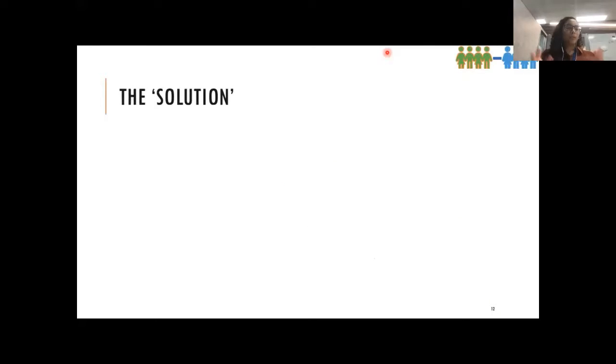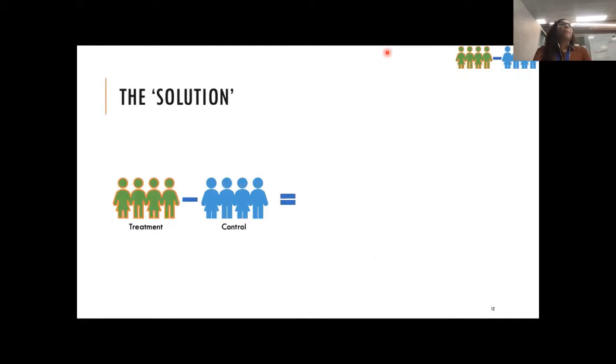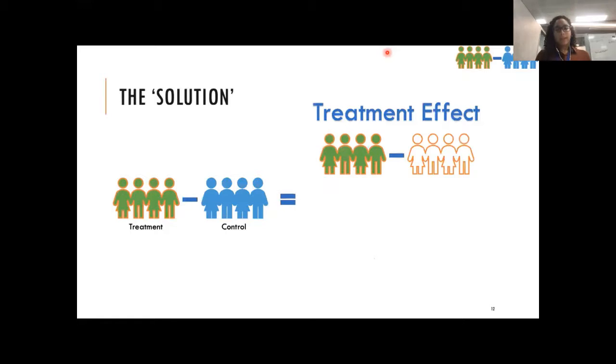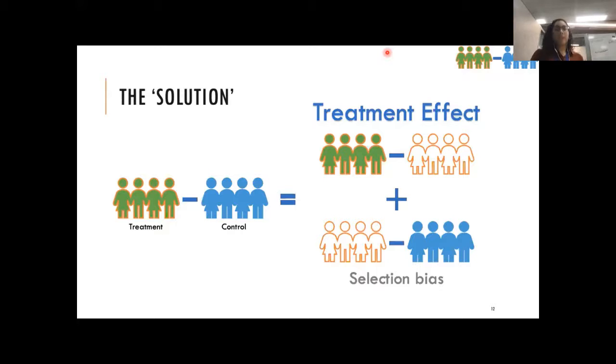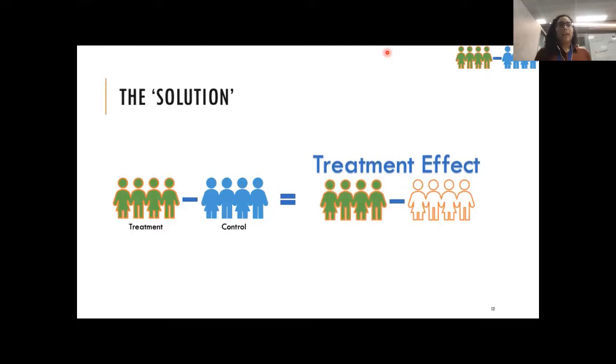So the solution that people came up with was, if we compare the treatment and the control group, we know that there are two components there. The first one is the treatment effect, which is what we want to see. That is the comparison between what happened and what would have happened in the absence of a treatment. And there is another component, the selection bias. So the methods that we're going to see are trying to address the selection bias, because if we get rid of it, we end up with the treatment effect.